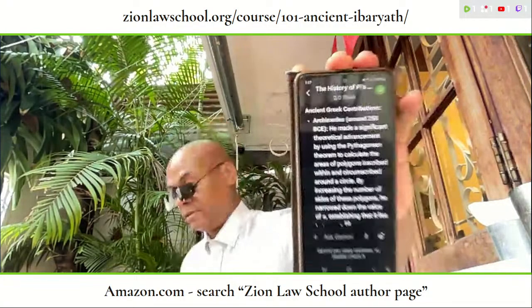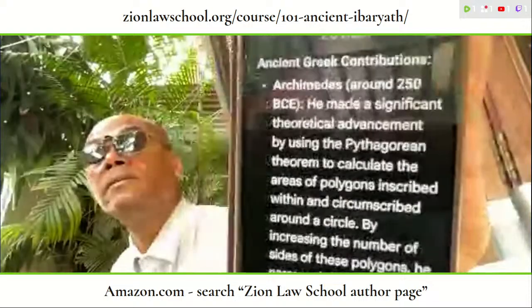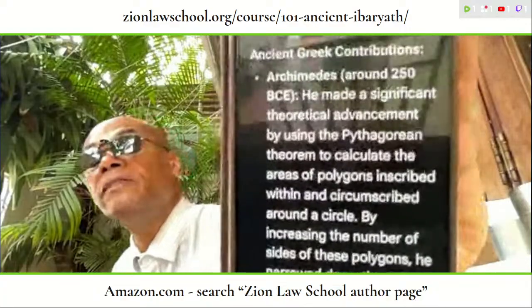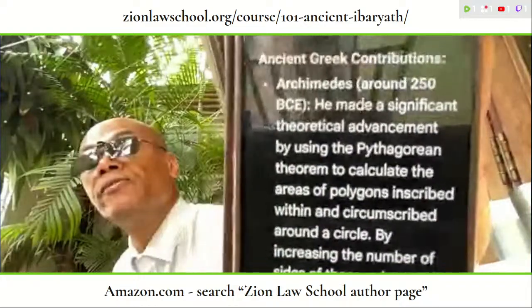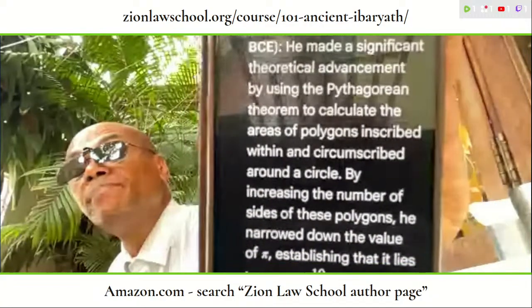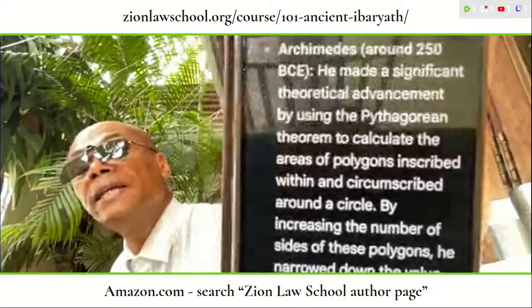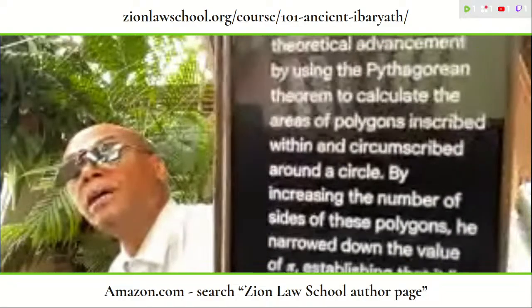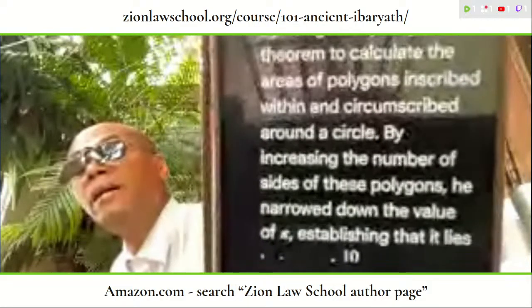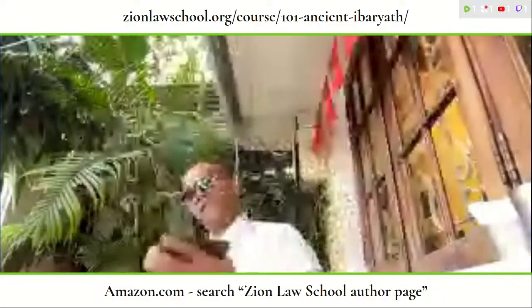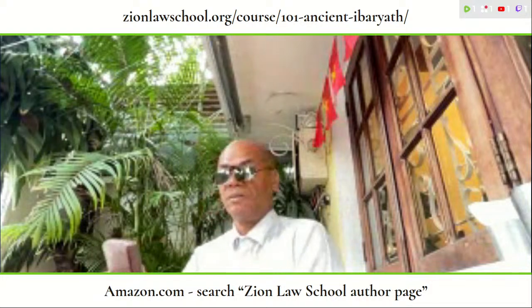All right, let's continue. Hold on. Can y'all see that? So let's go back to Archimedes. He made significant theoretical advancements by using the Pythagorean theorem. Theorem is different from a theory. A theorem means it's proven. To calculate the area of polygons inscribed within and circumscribed around a circle. By increasing the number of sides of these polygons, he narrowed down the value of pi, establishing that pi lies, listen, yo, this is a very narcissistic group of beings, right?